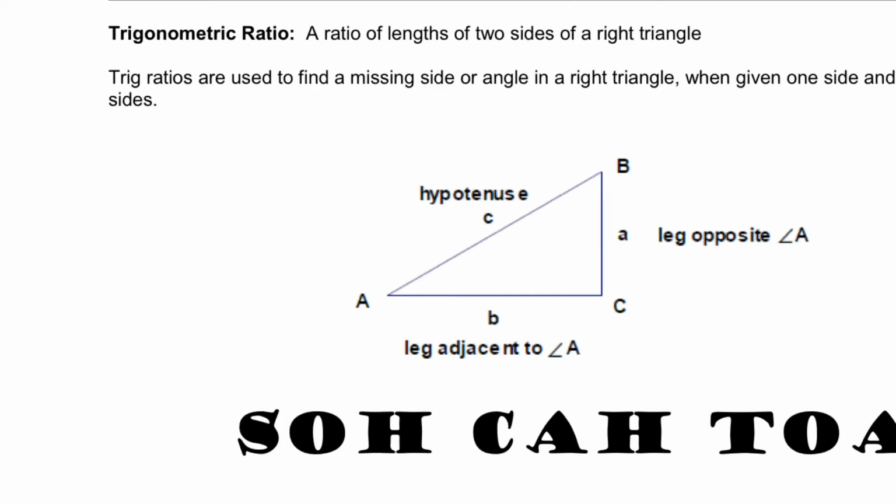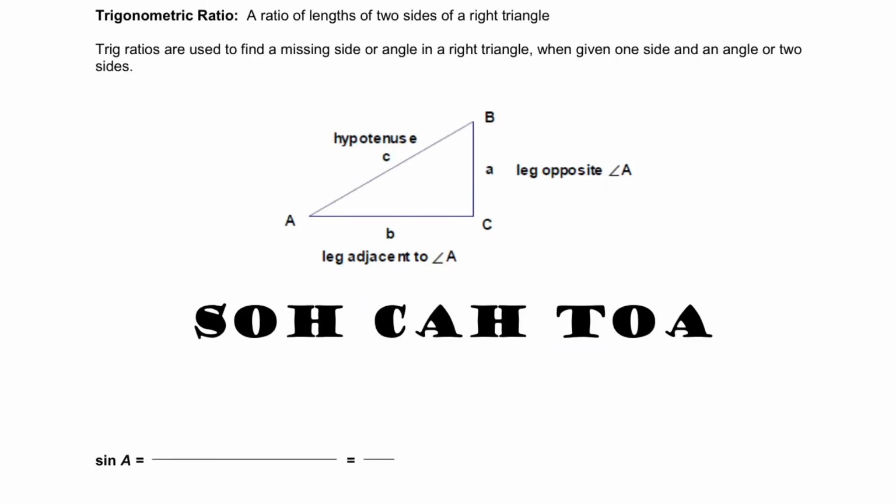The ratios we're going to be using are called trigonometric ratios, or just trig ratios, and they are formed by taking the length of one side of a right triangle divided by the length of another side of that right triangle. You can use these trig ratios to find a missing side or an angle in a right triangle.